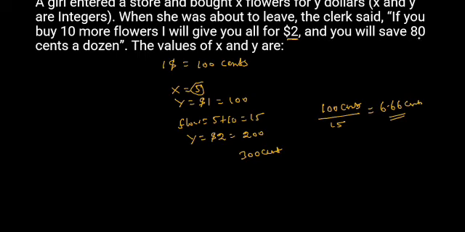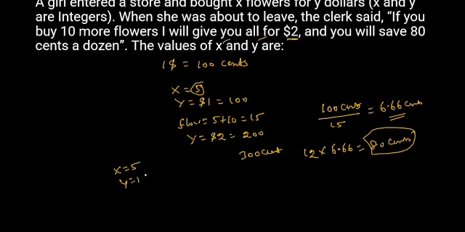Now if you are saving 80 cents, 6.66 into 12 is equal to 80 cents. The problem here is, what are the values of X and Y? If you take X equal to 5 and Y equal to 1, you get this answer, so you can save 80 cents. So the answer is 5 comma 1. She is procuring 5 flowers for $1.